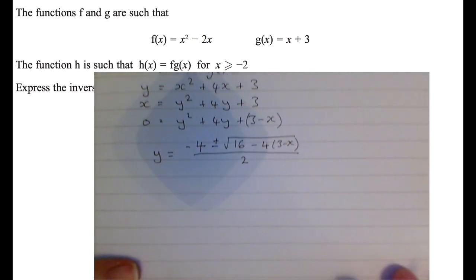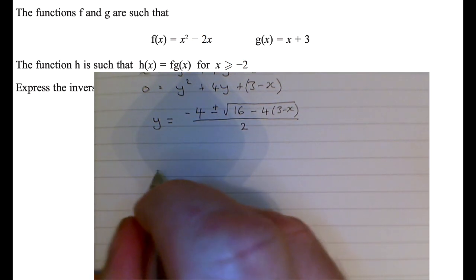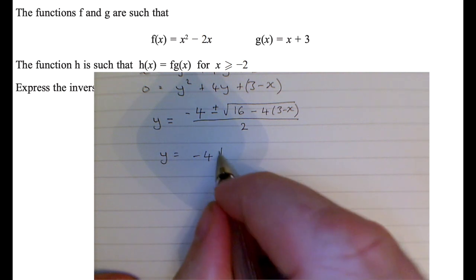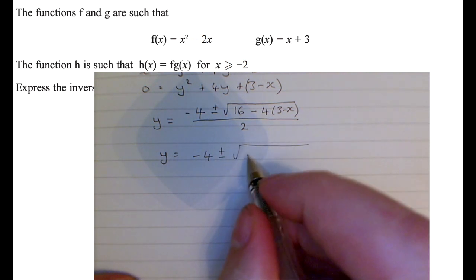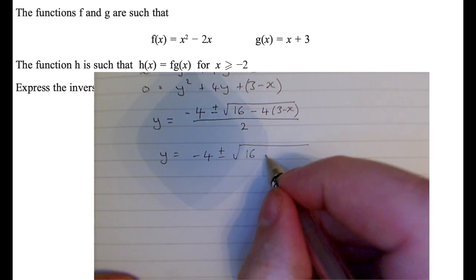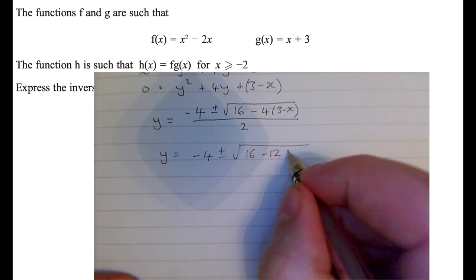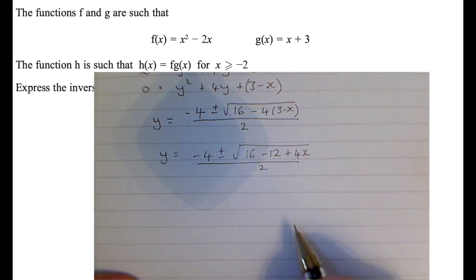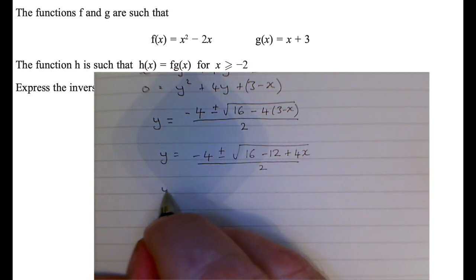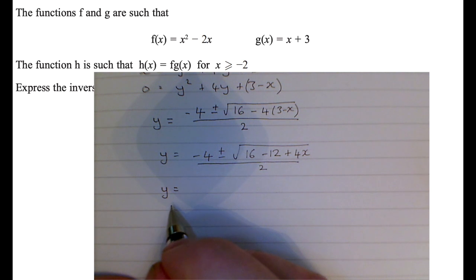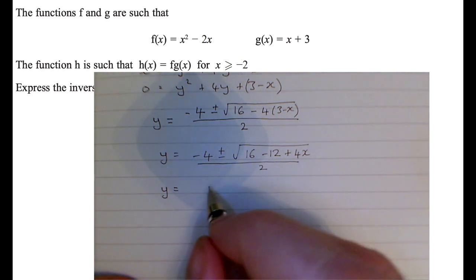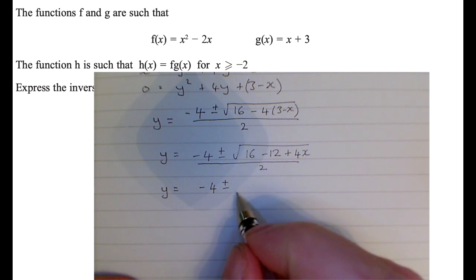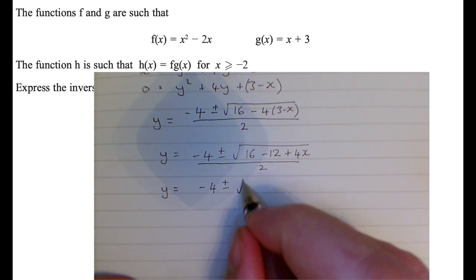Okay, so let's go ahead and make this look a bit more attractive. So y is equal to minus 4 plus or minus the square root of 16, now minus 4 times 3 is minus 12, and minus 4 times minus x is plus 4x, all over 2. I can do the subtraction underneath the root there. So minus 4 plus or minus the square root of 4 plus 4x. Well, that's already looking a little bit better.